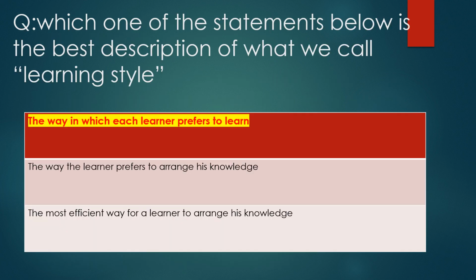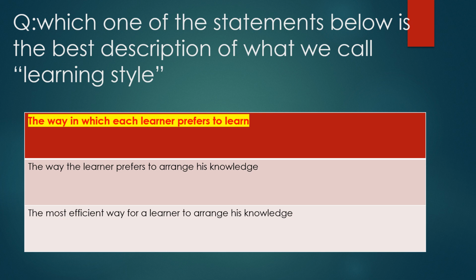Let's move on to our next question, which says, which one of the statements below is the best description of what we call learning style? Option 1, the way in which a learner prefers to learn, the way the learner prefers to arrange his knowledge, or the most efficient way for a learner to arrange his knowledge.